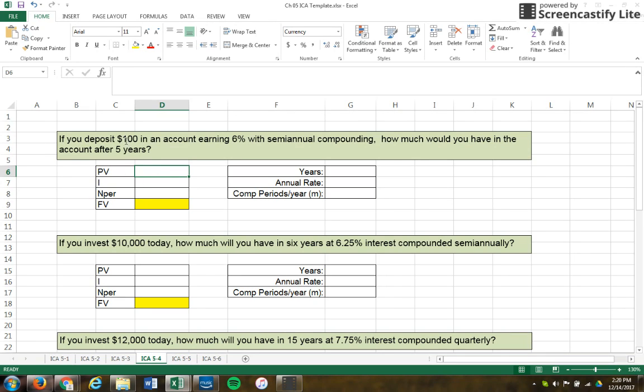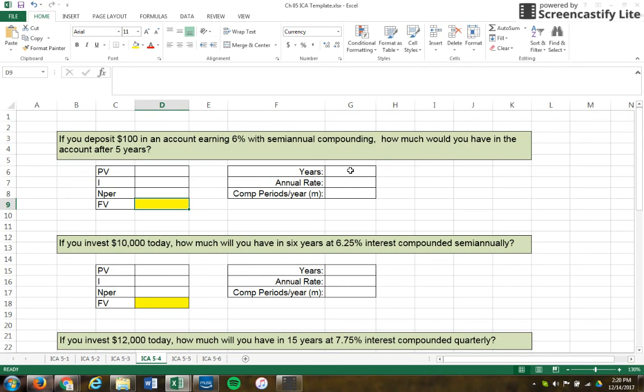If you deposit $100 in an account earning 6% with semi-annual compounding, how much would you have in the account after 5 years? So the question is a future value problem. How much will we have in the account in the future, in 5 years from now? So in order to do this, we have to start with some preliminary calculations.